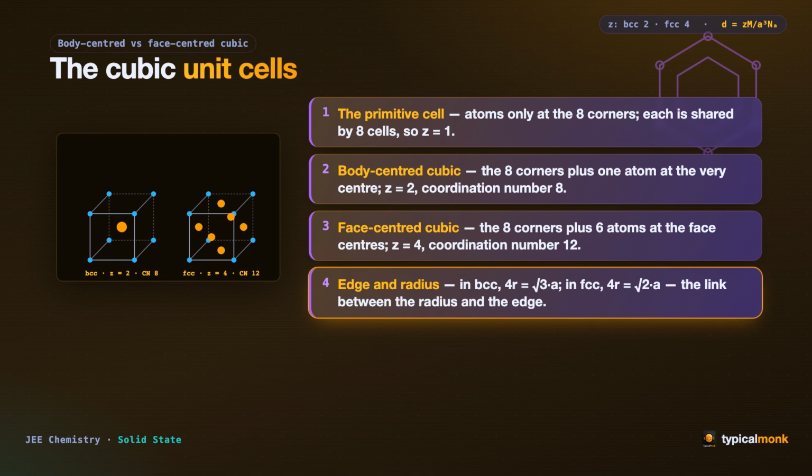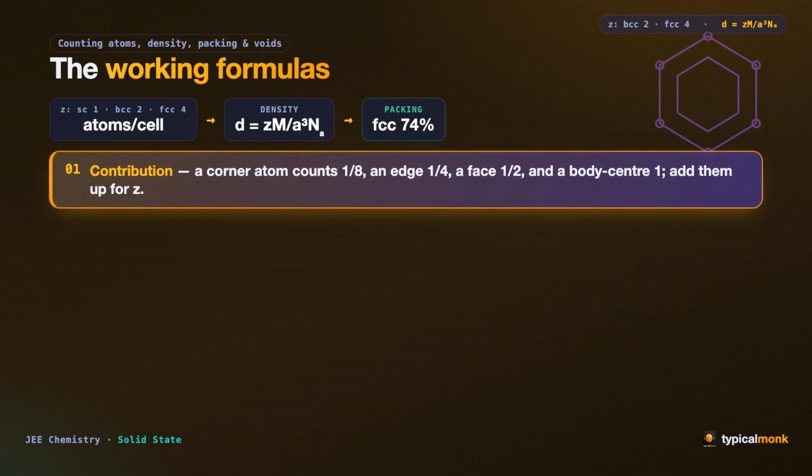The edge and the radius. In body-centered cubic, 4r equals root 3 times a, and in face-centered cubic, 4r equals root 2 times a, the link between the atomic radius and the edge. Now the working formulas, the ones the exam turns into marks. The ribbon holds the anchors: the atoms per cell, the density, and the packing.